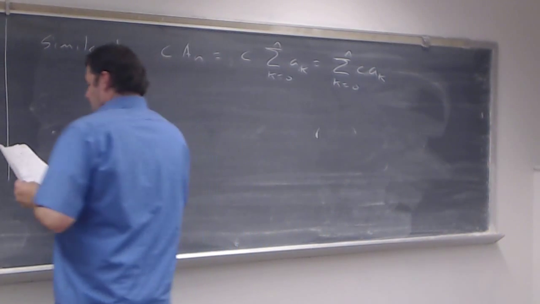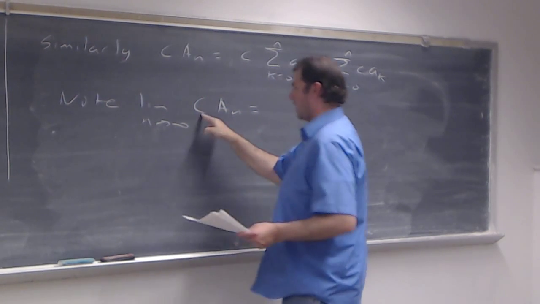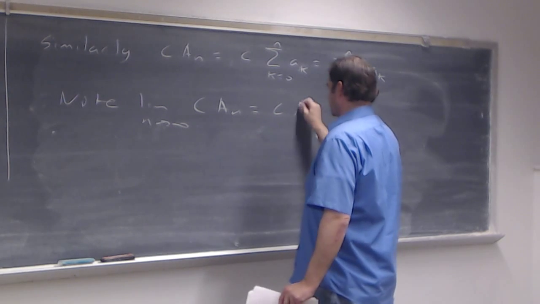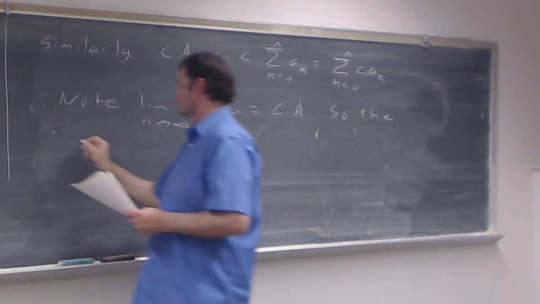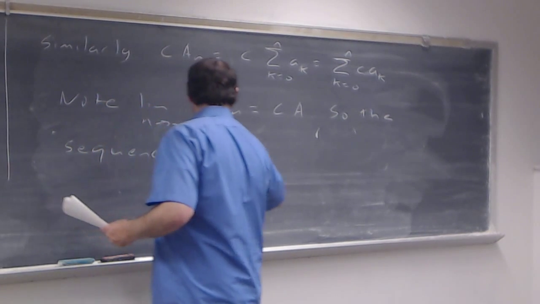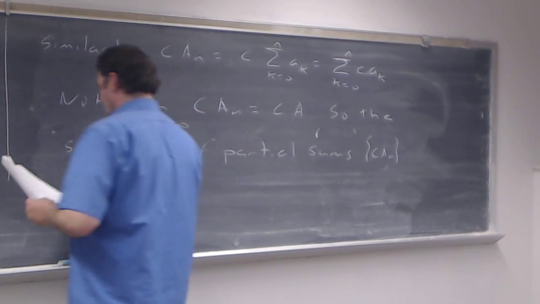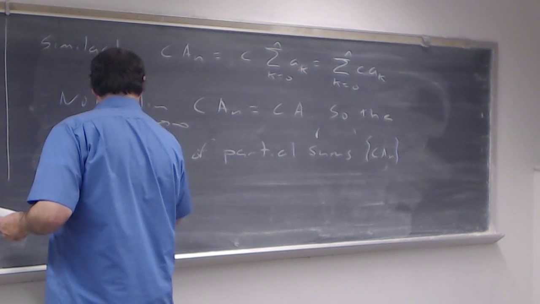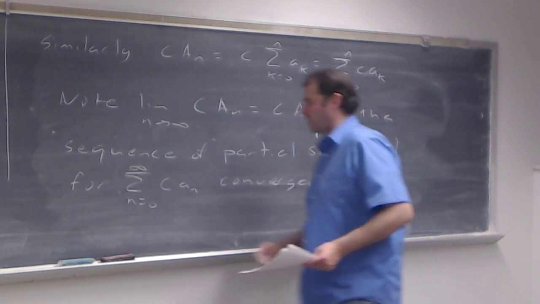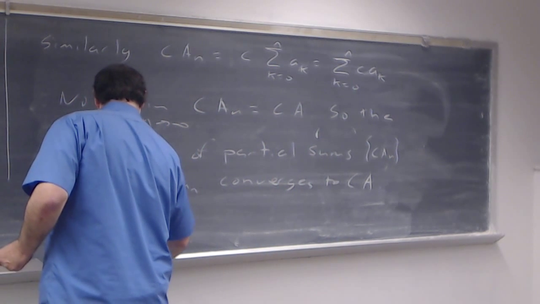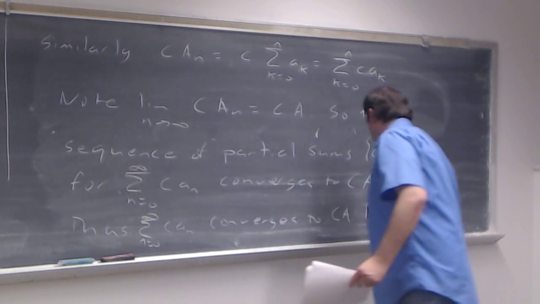Okay? Note the limit as n goes to infinity of C times A sub n will be equal to, well, this is a constant, the limit of a constant times something is just that constant times the limit of this guy, which would just be A. So writing this down now, what we have: the sequence of partial sums, and that's C times A sub n, for the sum as n runs from 0 to infinity of C times a sub n, converges to C times A. Thus that means the series converges to C times A. And that's what we want to prove. So that proves the theorem.